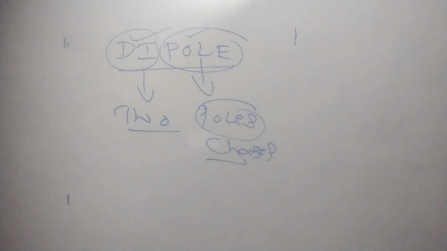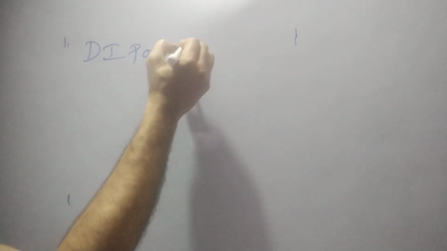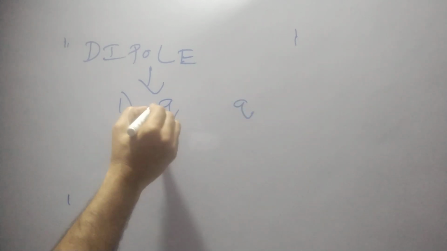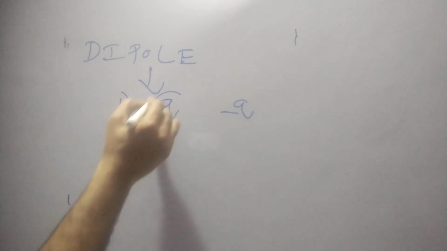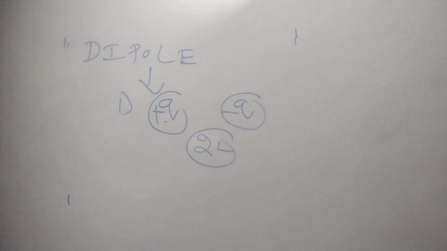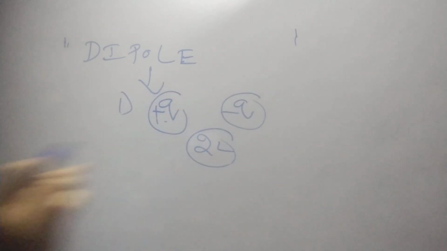So what is the actual importance of dipole? What is dipole? Everything we will discuss here. So dipole equals two charges. This is the definition of dipole: two charges of equal magnitude but opposite in sign, right? Plus q and minus q, separated by distance 2l, is known as a dipole.